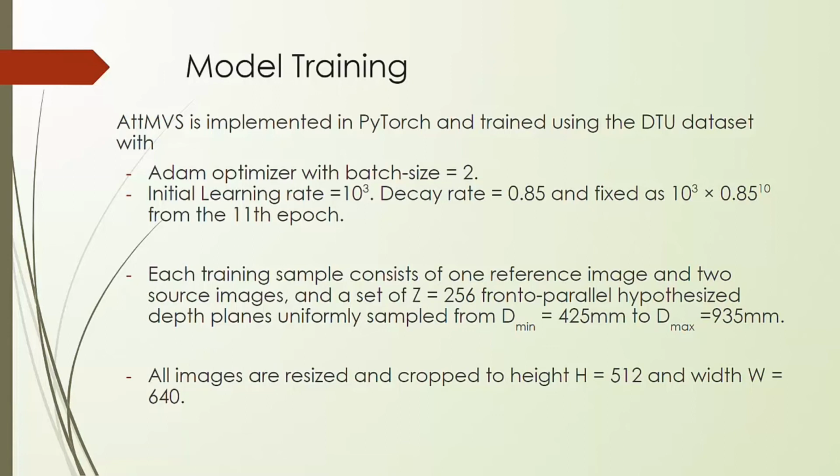Each training sample consists of one reference image and two source images, and it contains a set of 256 frontal-parallel hypothesized depth planes uniformly sampled from the two values. All images are resized and cropped to height 512 and width 640.